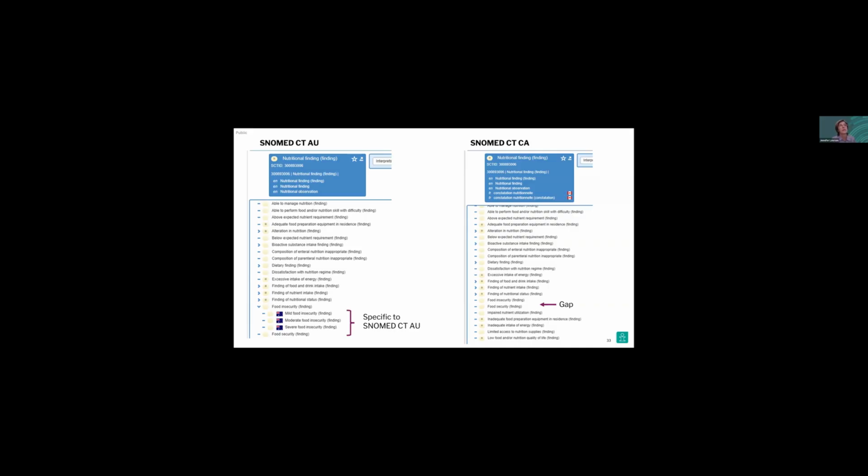To do this work, we partner with our Canadian Health InfoWay partners to either propose promotion of these concepts to the international edition of SNOMED CT, which would make them available across all country-specific editions, including ours. And another option is to make a request for these concepts to be added specifically to the Canadian version, where our flag would then mark this new added content.